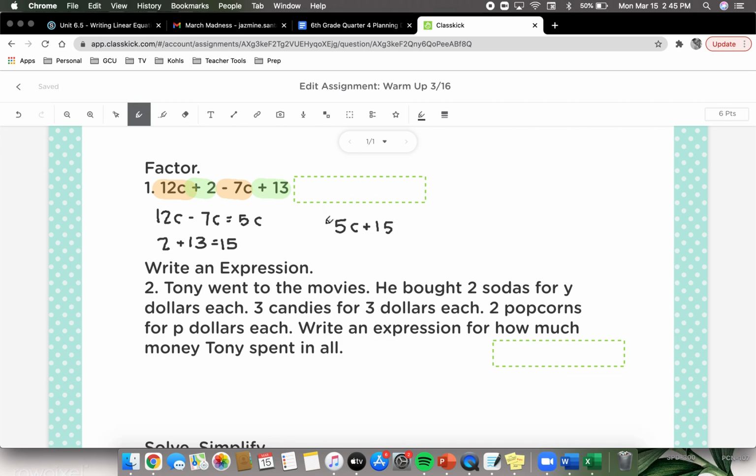In order to factor, we have to find the greatest common factor. Well, the greatest common factor for 5 and 15 is 5. 5 times c gives us 5c. Our middle operation was addition, and 5 times 3 gives us 15, and that's our answer for number 1.